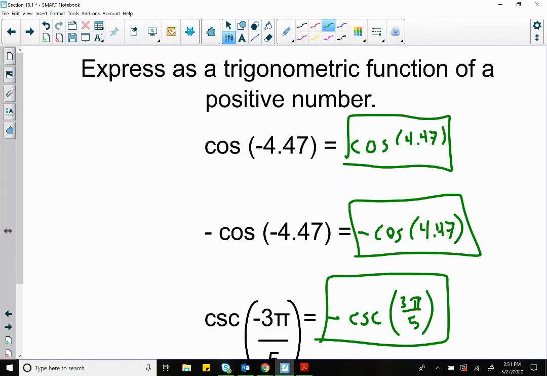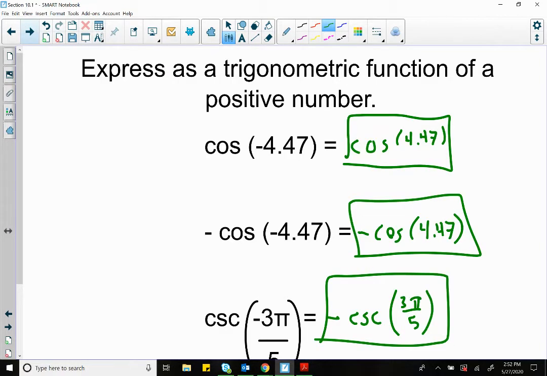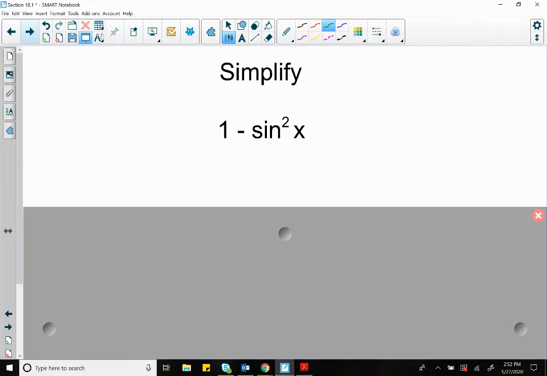See? Not too bad. And all we were doing, just like when we were verifying, is using trigonometric identities. That's all we were doing. Okay? So let's look at the rest of this. The rest of this is going to be all about verifying and simplifying, putting these tips to use. All right. So right here, the directions are simple. It says simplify. Okay?